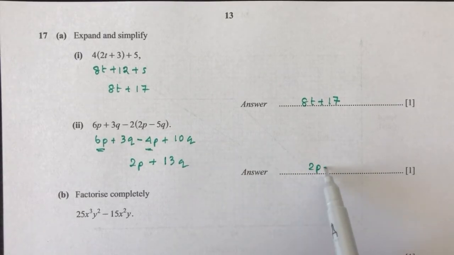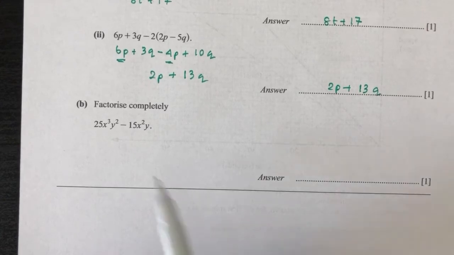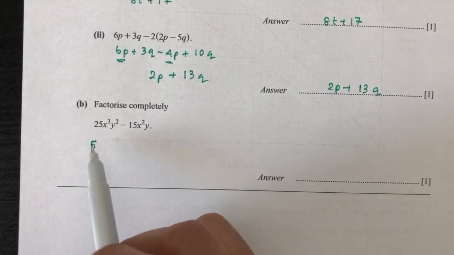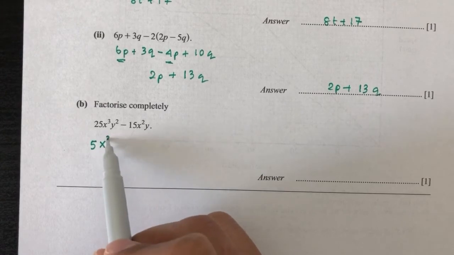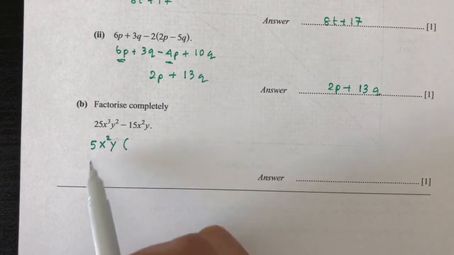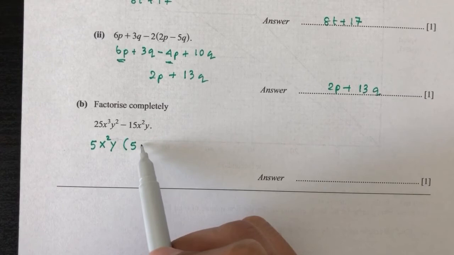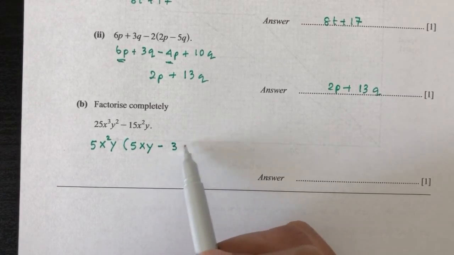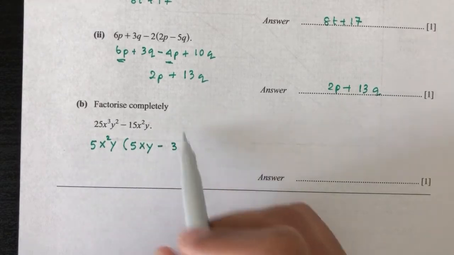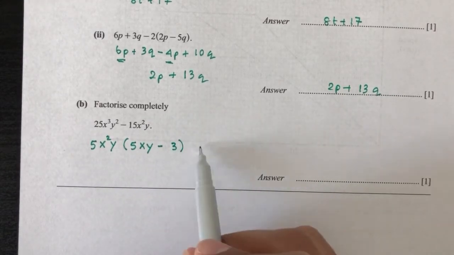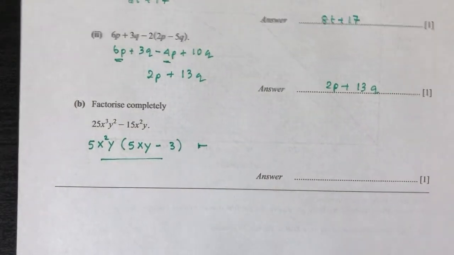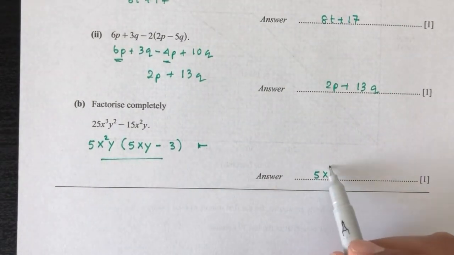So 2p plus 13q. Now the last part is factorize completely. So what is common? 5 is common, and we have x squared and y. So remaining will be 5xy minus 3. So that is your factorization for number 17, part B. So let's write this here.